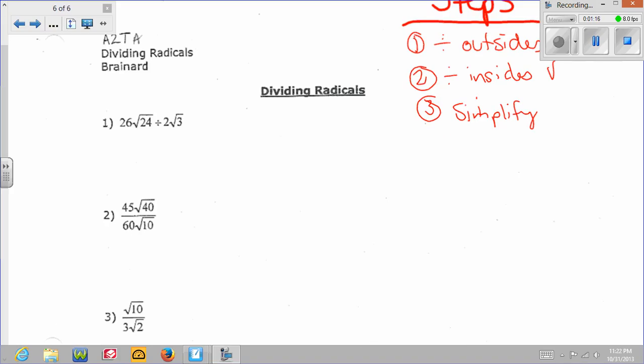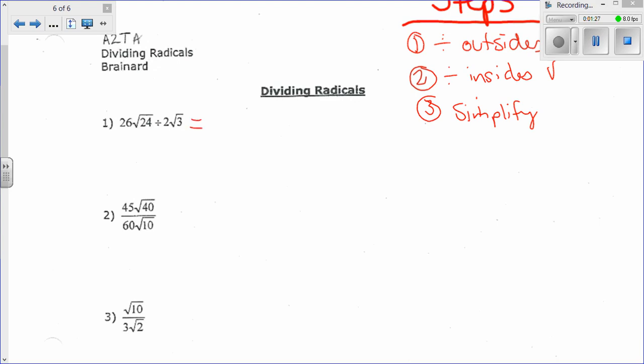Okay, when we do our problems, I have 26 radical 24 divided by 2 radical 3. I can rewrite that as a fraction. So it becomes 26 radical 24 divided by 2 radical 3. The fraction bar simply means divided by. And I'm going to divide my outsides. 2 goes into 26 13 times. And 3 goes into 24 8 times. So I've divided. And now I can simplify.